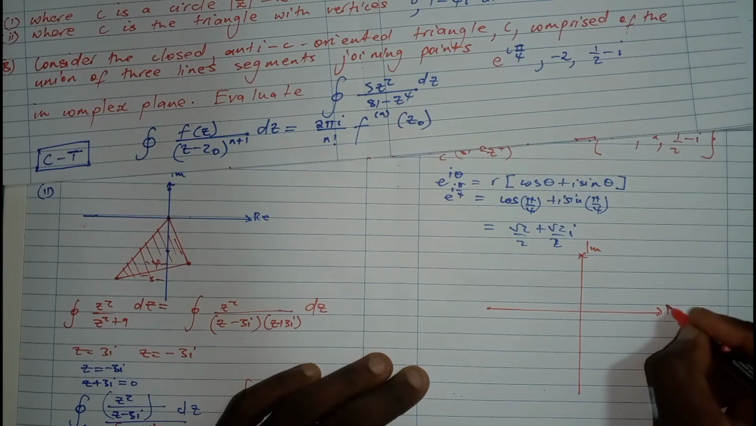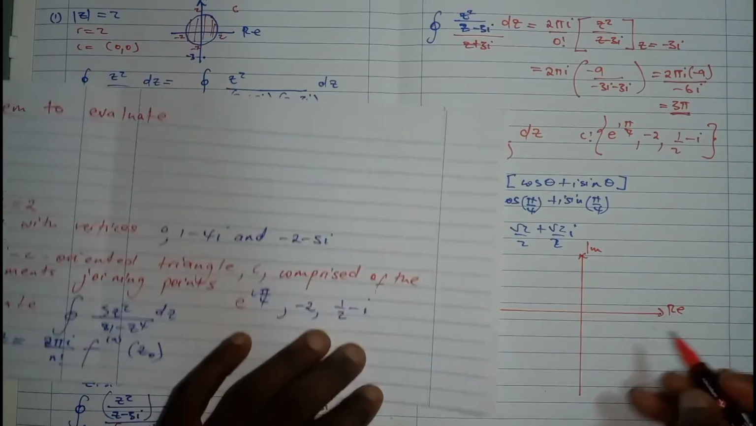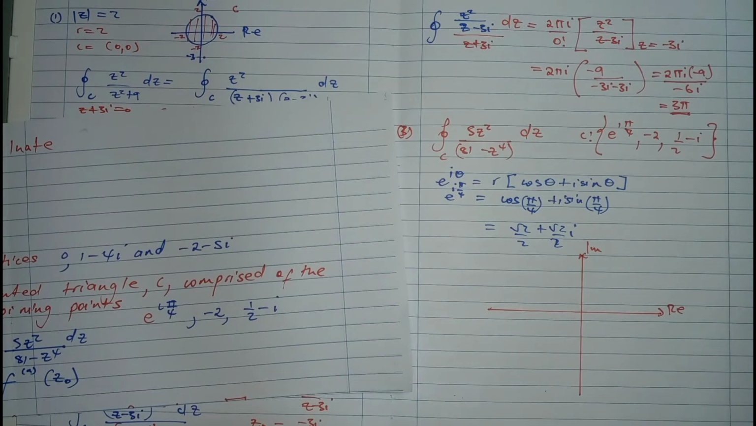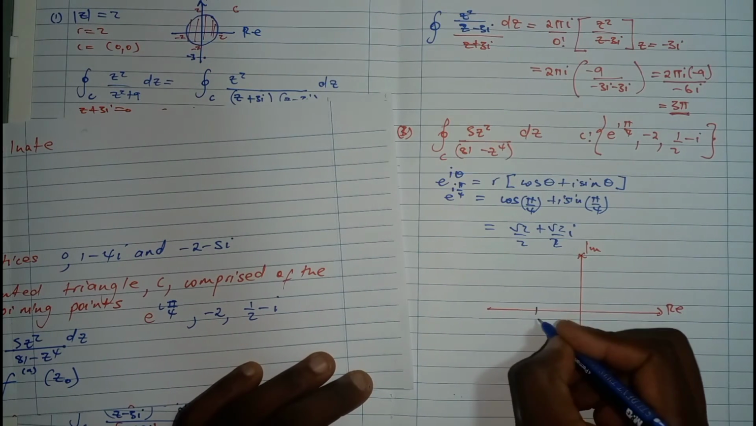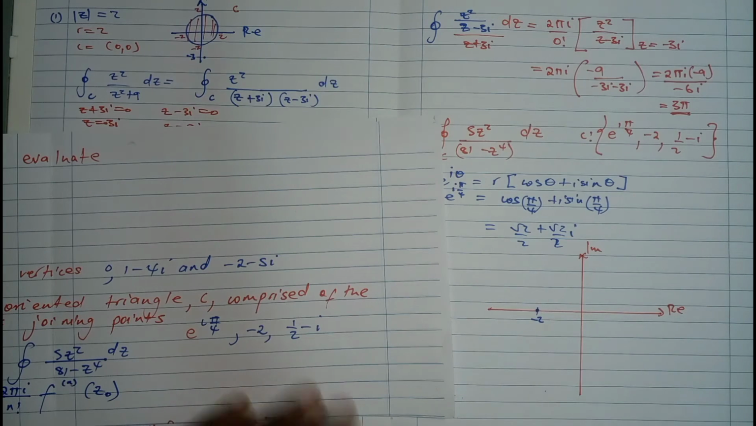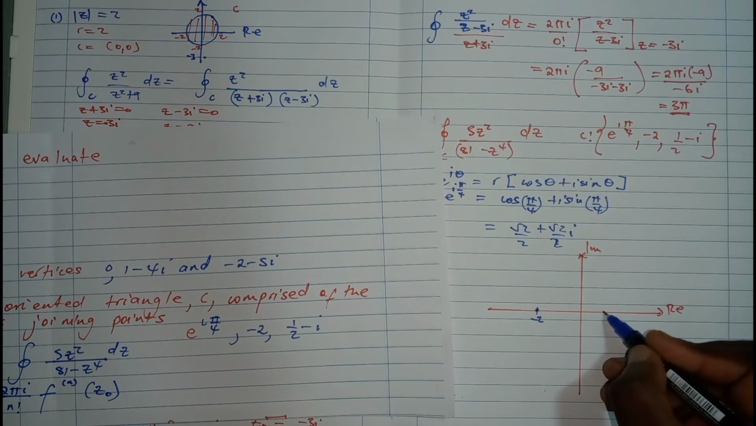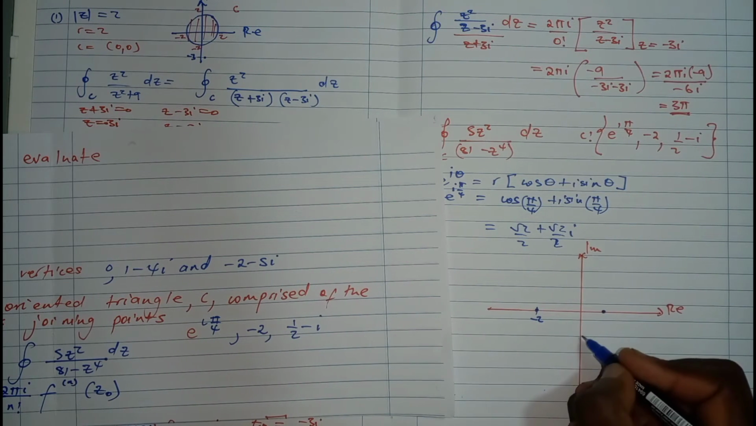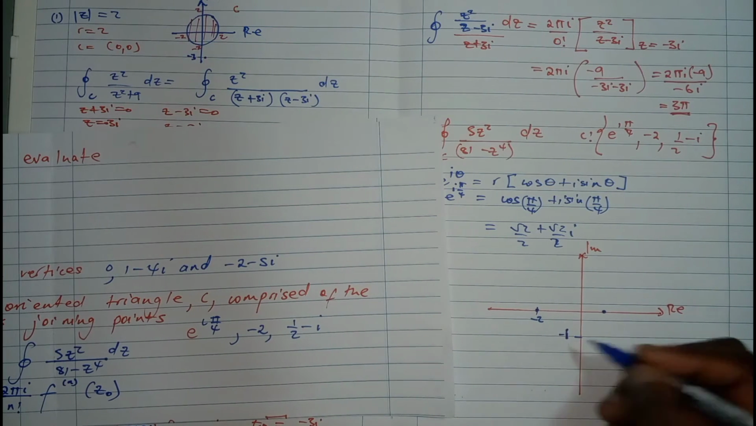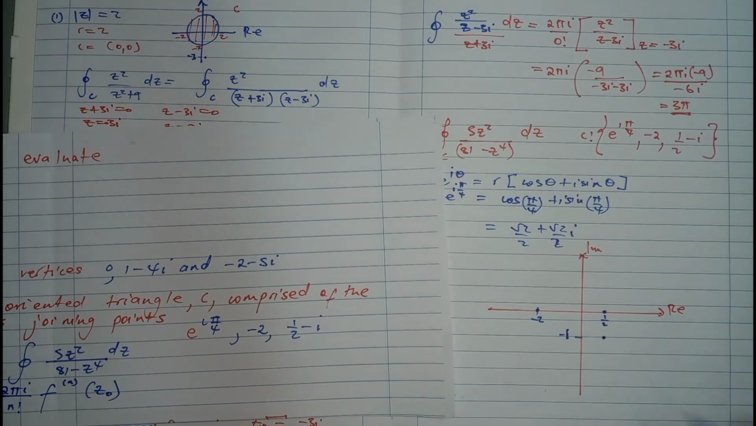Imaginary, real. Okay, so I'm going to start with -2. You can start with 3i, but I'm going to start with -2. So I'm going to assume that my -2 is right here. So this is the point which I like. And I'm going to go to 1/2, which is here, minus i. So I'm going to assume that my -1 is here. So this is -1, and this is going to be 1/2. So this is also going to be my point.